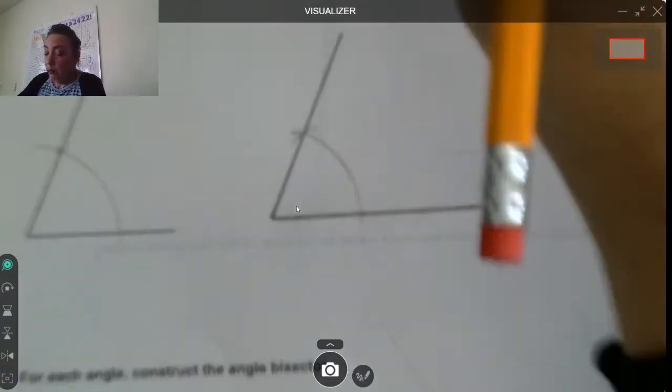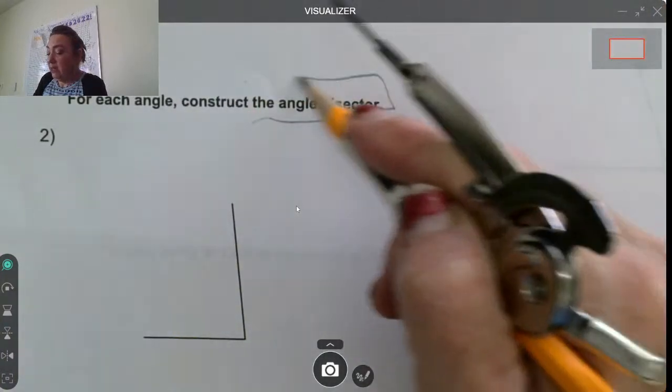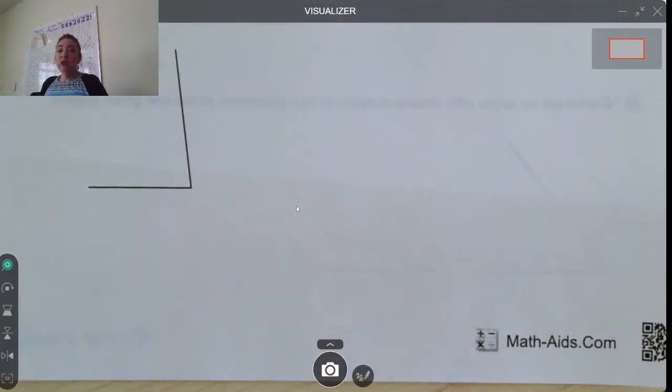Okay. Number 2, actually, the directions say to make an angle bisector, but we're going to copy that angle. Okay? So they've got an angle there for us, and we're going to copy it. So I'm going to let you guys try it. Let's see if you can remember what we just did, okay? See if you can remember what we just did and try to copy that angle on number 2.